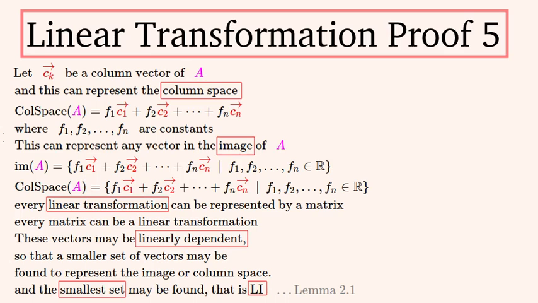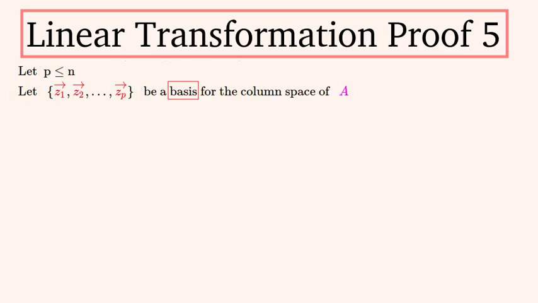This lemma says that if a spanning set is linearly dependent, then we can keep taking vectors out of this set until we get a linearly independent set. We can find another set of vectors like this that can form the smallest set of vectors that can span the column space of A, and that are linearly independent, and that therefore form a basis for the column space of A. We'll let P be the number of these vectors in this set, and we'll let these vectors be named Z1, Z2, all the way up to ZP.